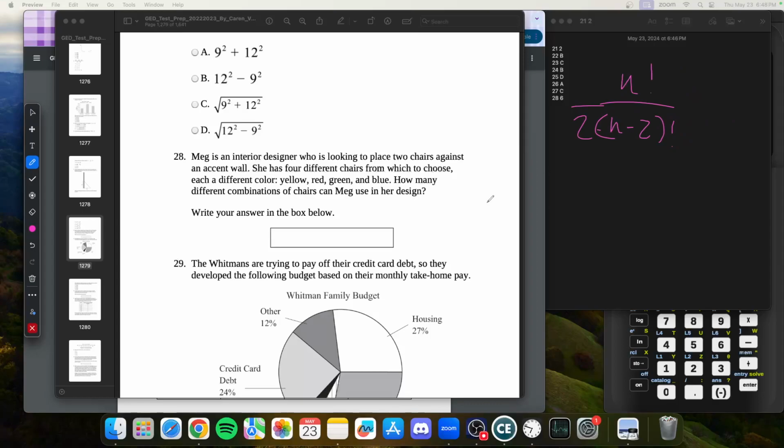At this point, if the probability is not that complicated, you probably just want to think about it. So you can have red, yellow, you could have yellow, green, you could have yellow, blue, you can also have red, green, you can also have red, blue, you can also have green and blue. That's 6. Okay.